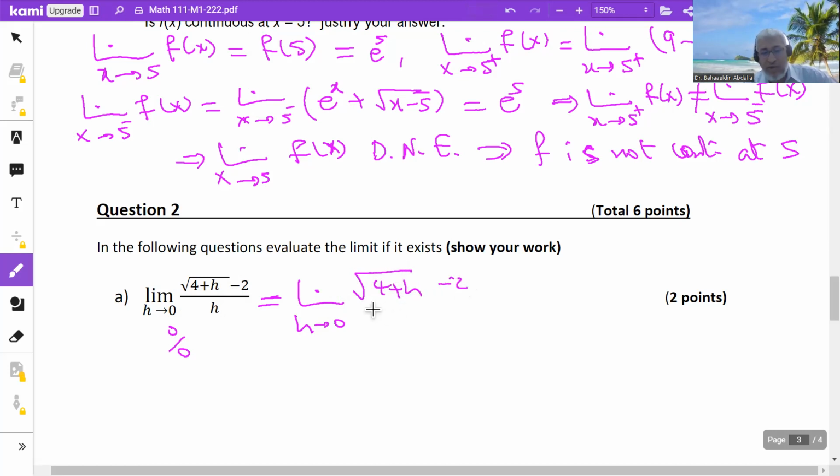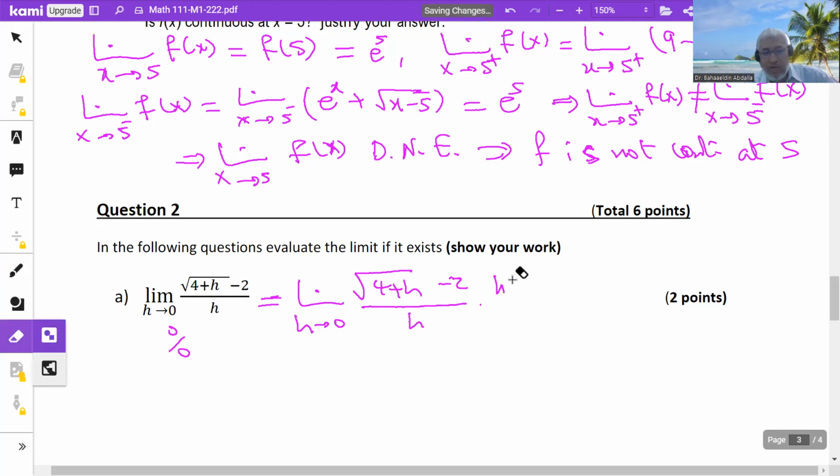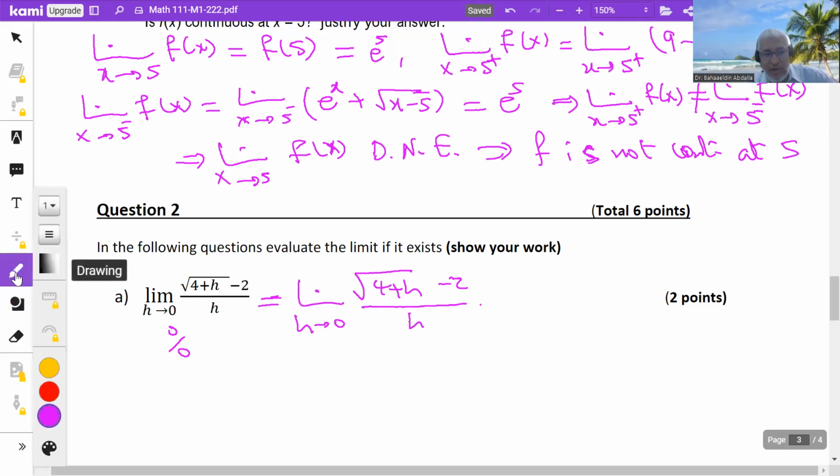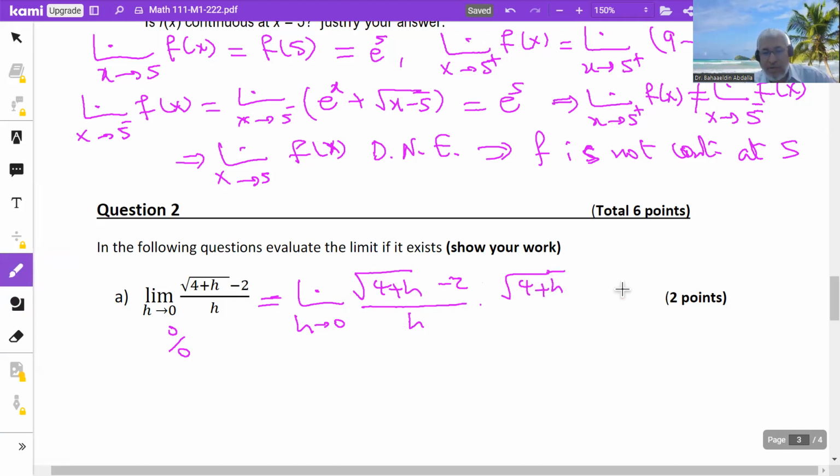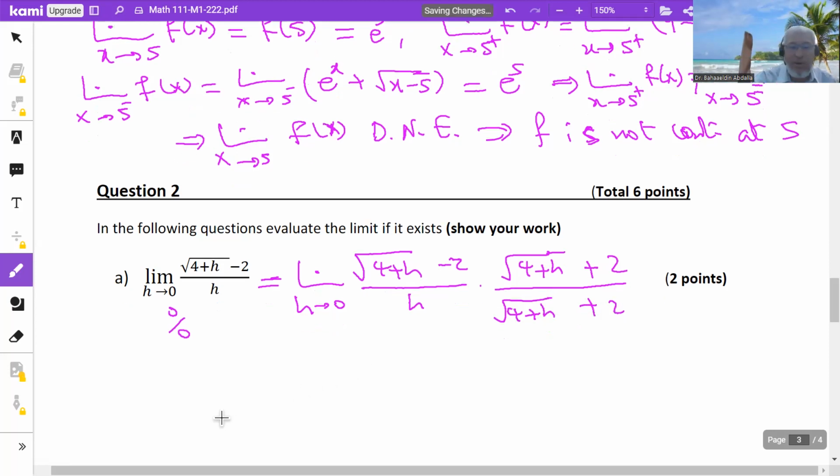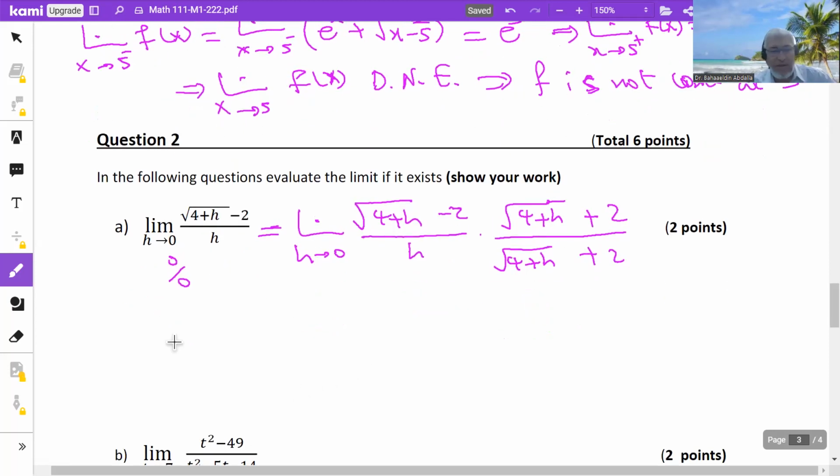Well, here I have square root in the numerator, so I'll just multiply by the conjugate. So what is the conjugate? You have two terms, you write them again, but you change the sign in the middle. So the conjugate would be square root of 4 plus h plus 2. And now how to multiply these two fractions?